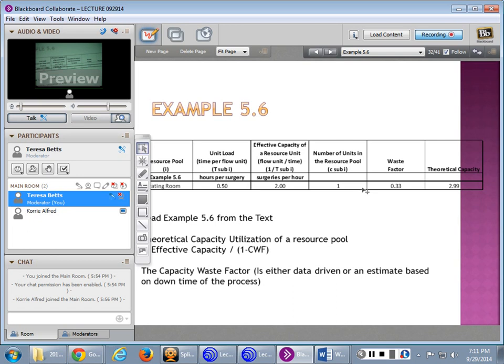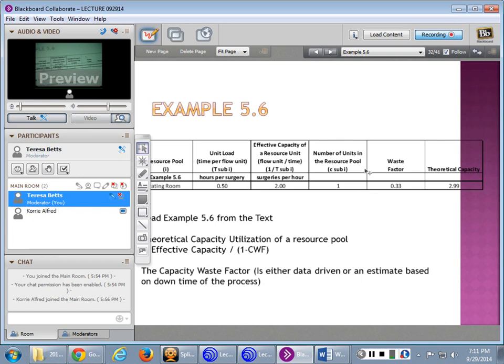Okay? Suppose that it's estimated on average 33% of the operating room time is wasted cleaning, restocking, changing of nursing staff, fixing malfunctioning equipment, and so forth. And therefore, the theoretical unit load can be estimated to be 30 times (1 minus 33%), which is 20 minutes, yielding a theoretical capacity of 3 cases per hour. Okay?